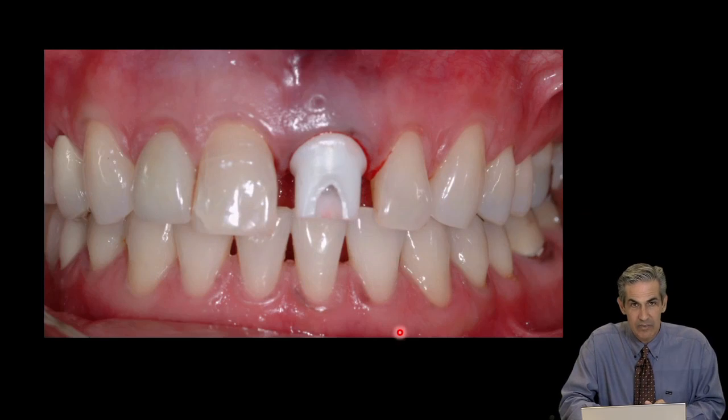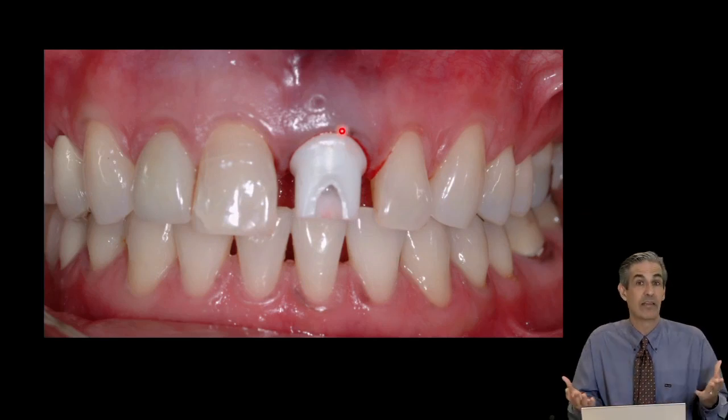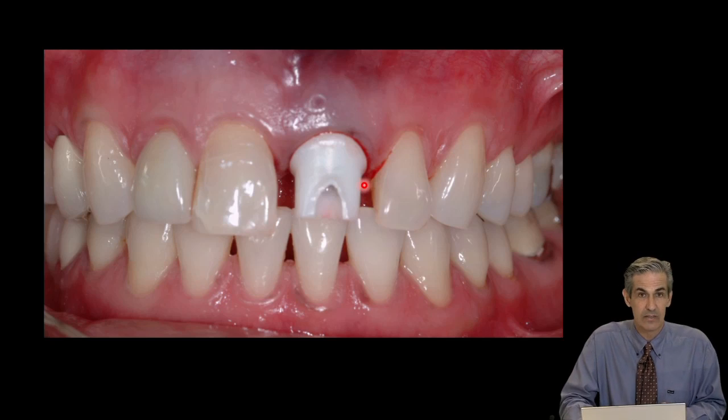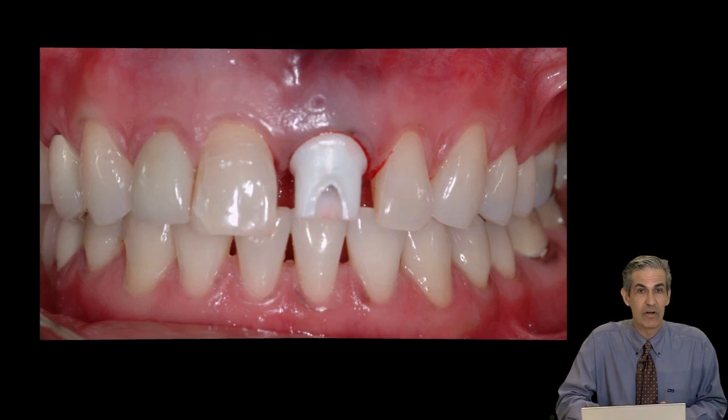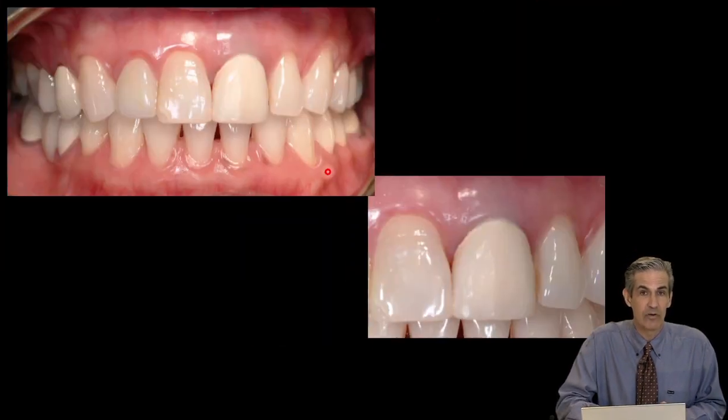And what I like about this case, you notice the margins aren't shoved way subgingivally. Why do that at this point? There's no reason. And then a very careful fabrication of the crown is made.